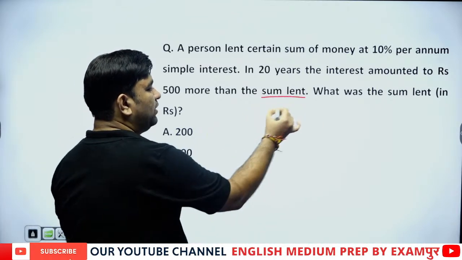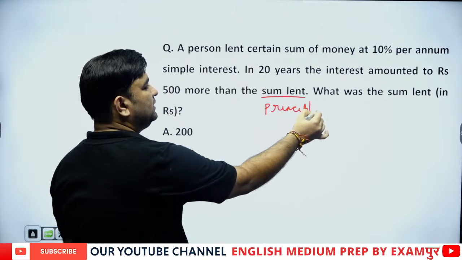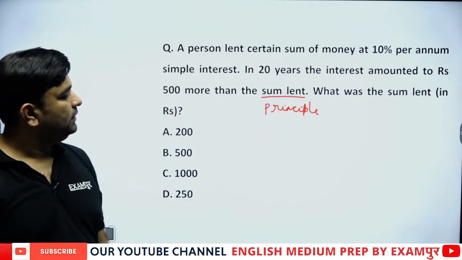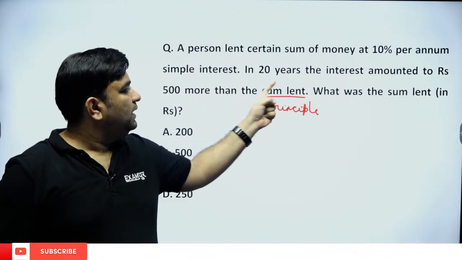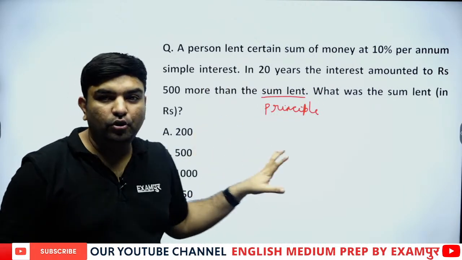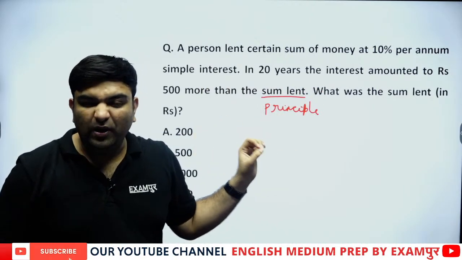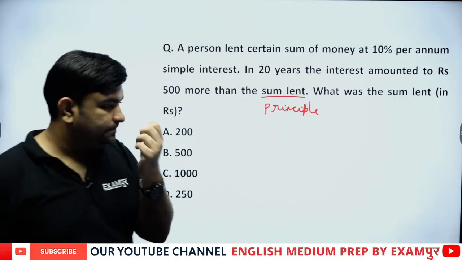Sum lent, sum borrowed, I already told you, is the principal. At the rate of 10% per annum, in 20 years, interest is 500 more than principal.